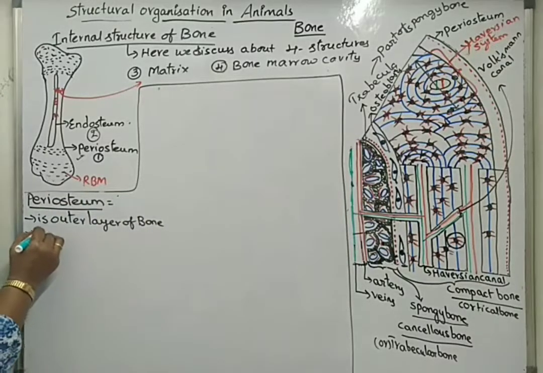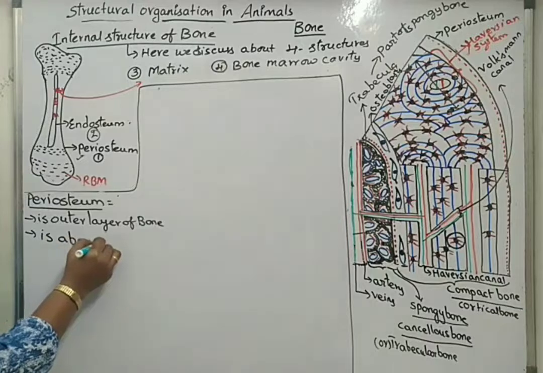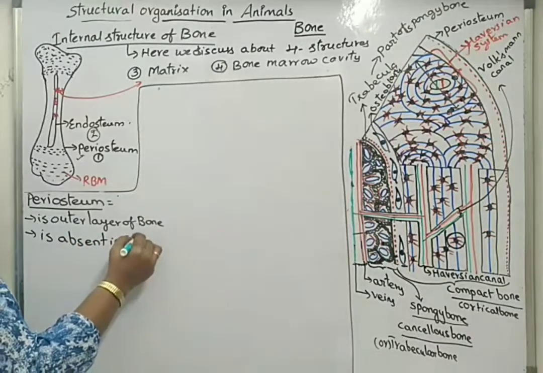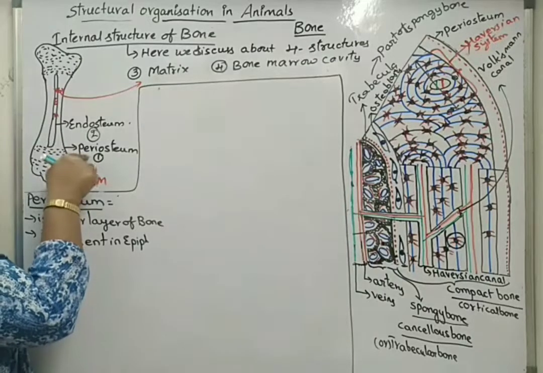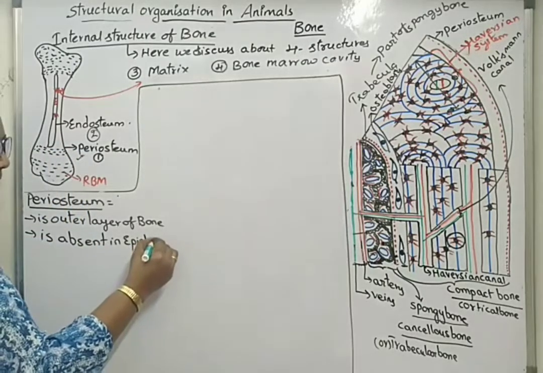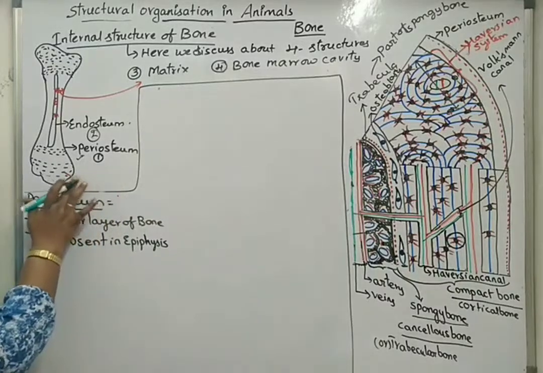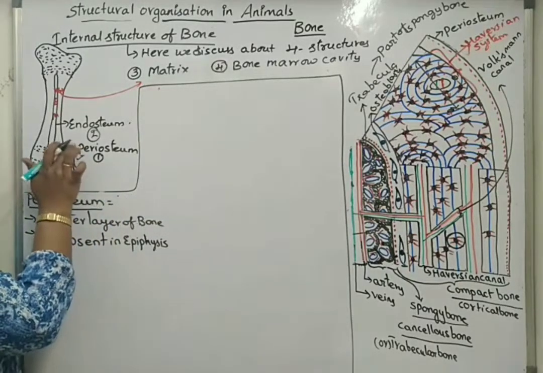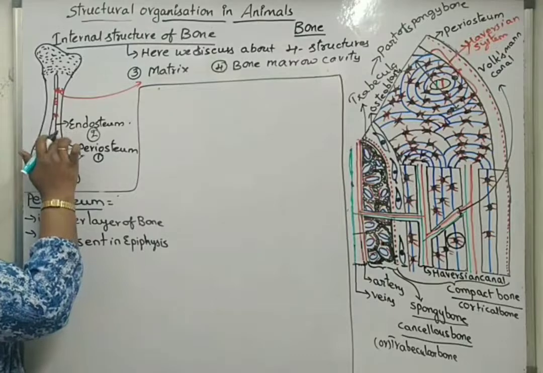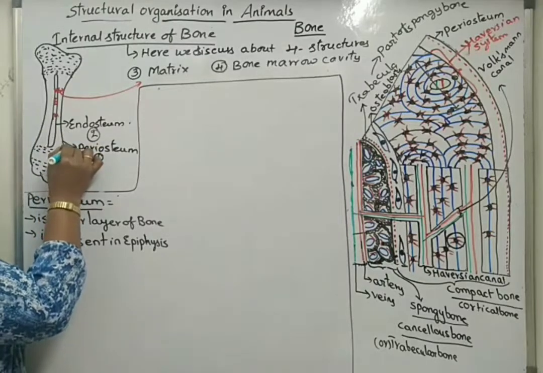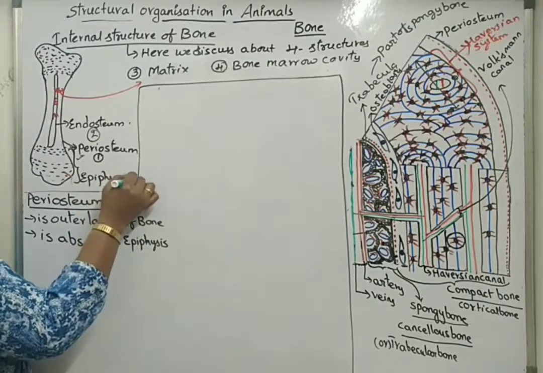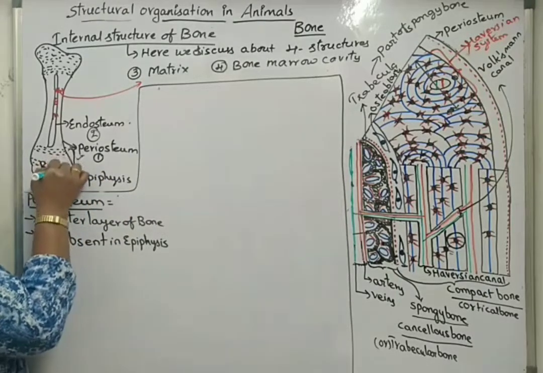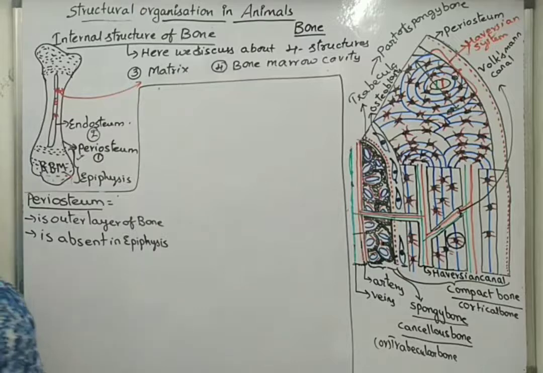But periosteum is absent in the epiphysis region. So in this region where red bone marrow is present, periosteum is absent in epiphysis. So where is epiphysis? This region, up to this region is epiphysis, where red bone marrow is present. So this and this, here periosteum is absent.